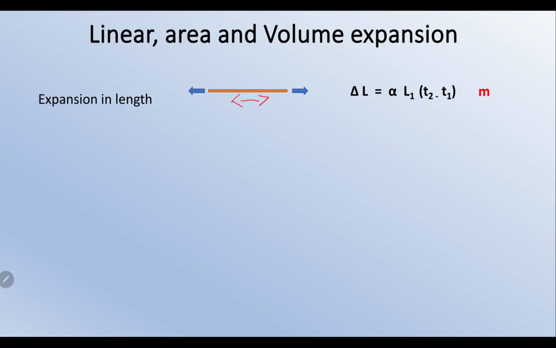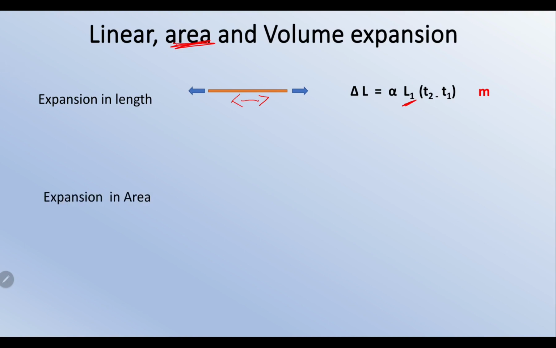And look at this. Here I have written the initial length as L1 and not just L. It doesn't really matter, they are the same thing. I have written it as L1 just to ensure that you are aware that some books might use L1 as well. Now, my question is, if the expansion in length is this formula, what about the expansion in area and volume?